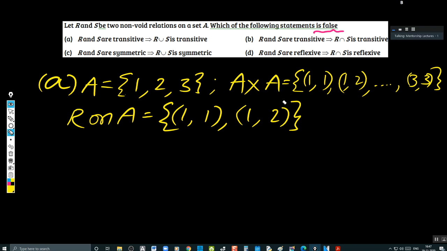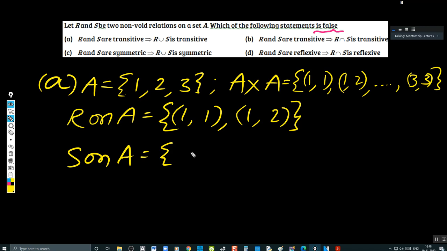This is the product A cross A. It contains all, but I have taken one relation, one subset in this one, which I must have as a transitive relation. That is why I took it as a transitive relation. (1,1), (1,2), and (1,2) again is contained. So it is a transitive relation. Yes, now I get it. Sorry sir.